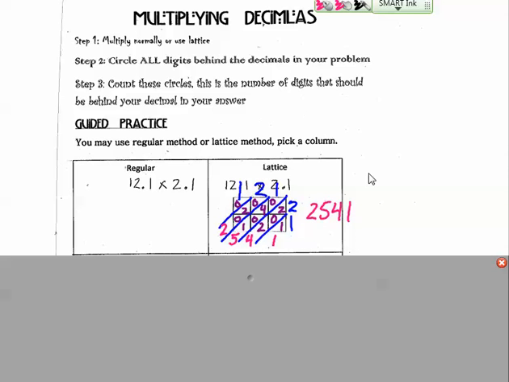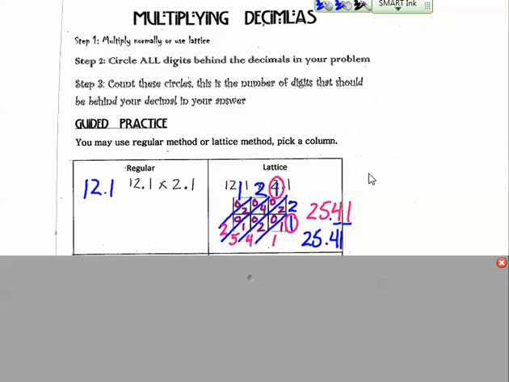Now, let's go back to circling the digits behind the decimal. This 1 is behind the decimal, and this 1 is behind the decimal. So how many digits is that? If you said 2, you're right. So I need to go 2 places, 1, 2, and put my decimal there. So it's 25.41. I have 2 digits behind the decimal in my problem, which means I need 2 digits behind the decimal in my answer.